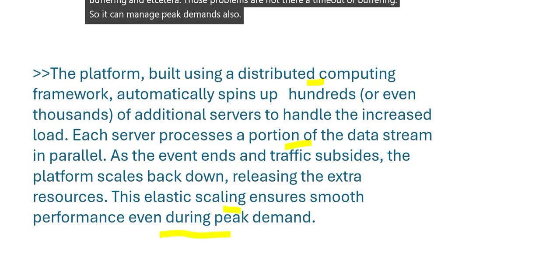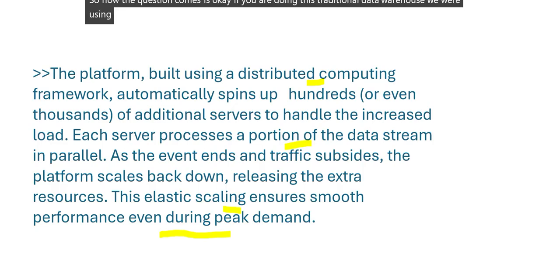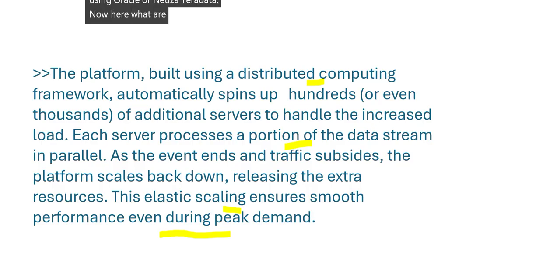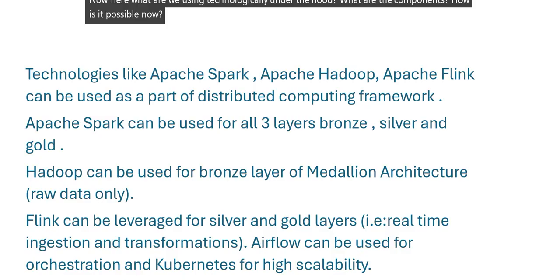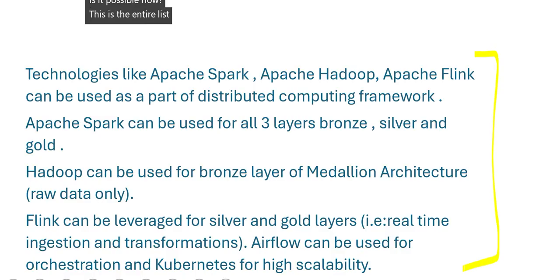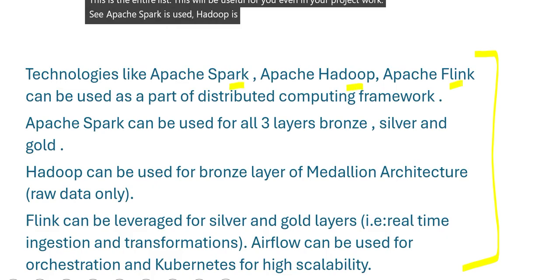So now the question comes, okay, if we are doing this, in traditional data warehouse we were using Oracle or Netezza, Teradata. Now here, what are we using? Technologically, under the hood, what are the components? How is it possible now? See, this is the entire list. This will be useful for you even in your project work. Apache Spark is used, Hadoop is used, Flink is used as a part of the distributed computing framework.